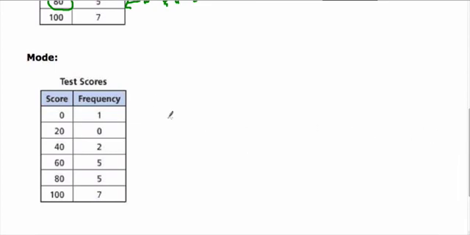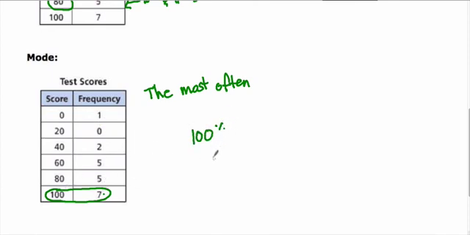Then the mode is just the most often. So we're just looking for the biggest number here, and the mode, most often, is right here because the 7 is the biggest number out of all of these. So 100% is the score that occurred most often in the class. So another good indicator that this quiz went well for these students.